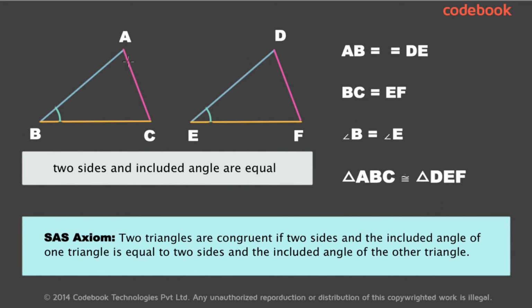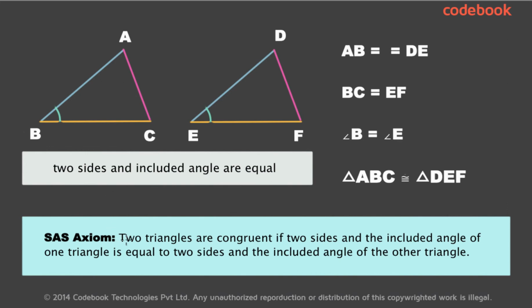As you see over here, AC will be equal to DF because there is no other possible scenario where I can draw a triangle which looks different and still have sides and the included angle which are equal. This is actually called SAS axiom. SAS is side angle side.